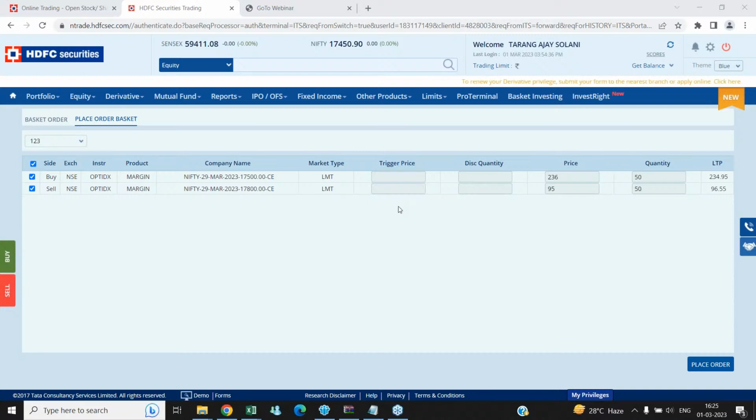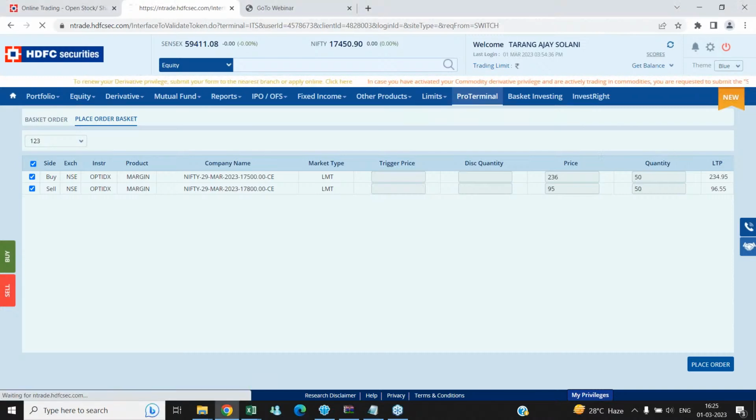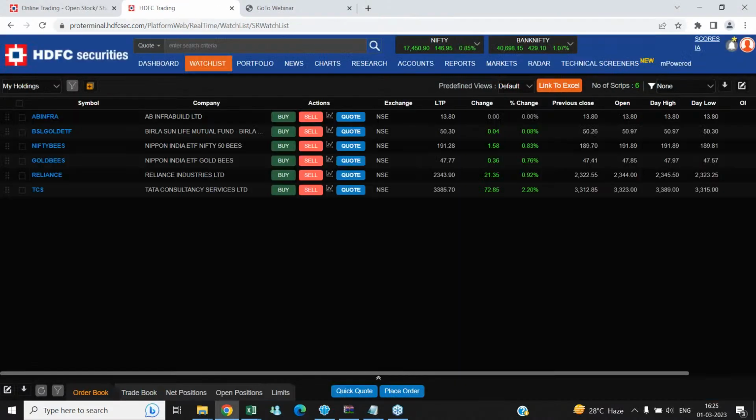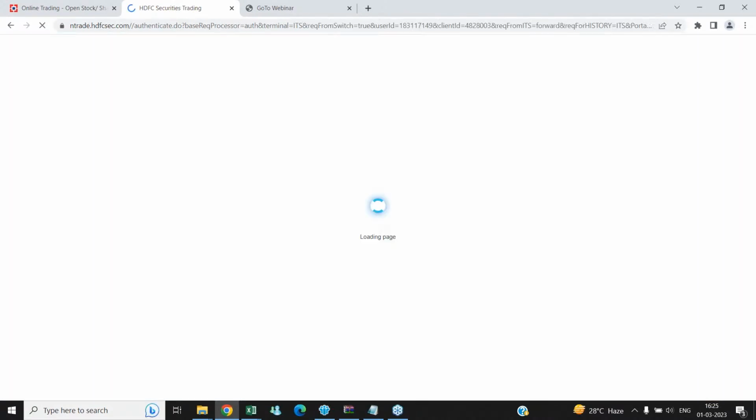One more question by Mr. Chan: how to toggle from pro terminal back to the normal terminal. So this is what we have done earlier also. Here, if you click on pro terminal, it will land you on the pro terminal page. And once you click on mPowered over here, it will land you on mPowered, which is the normal trading platform.